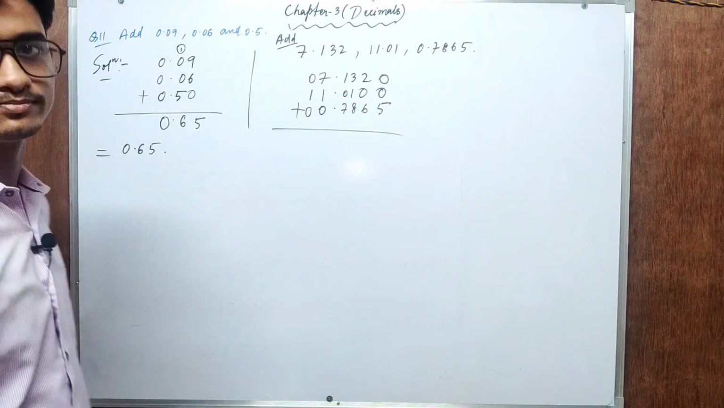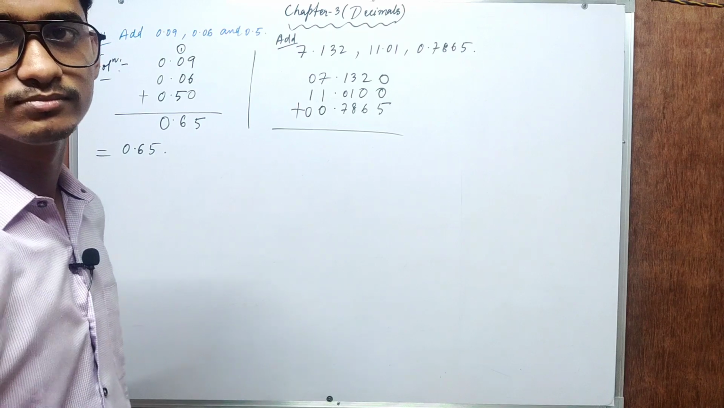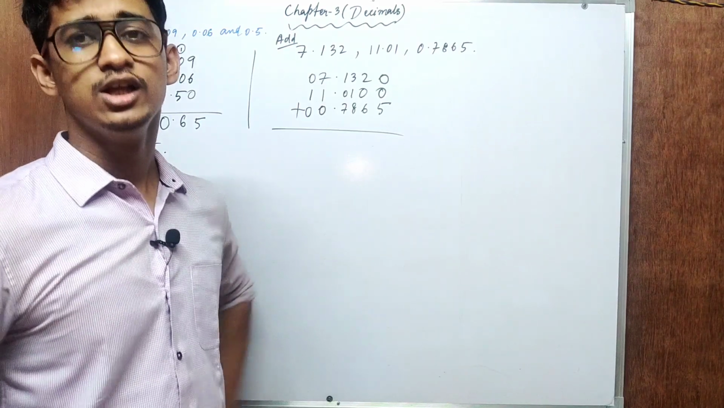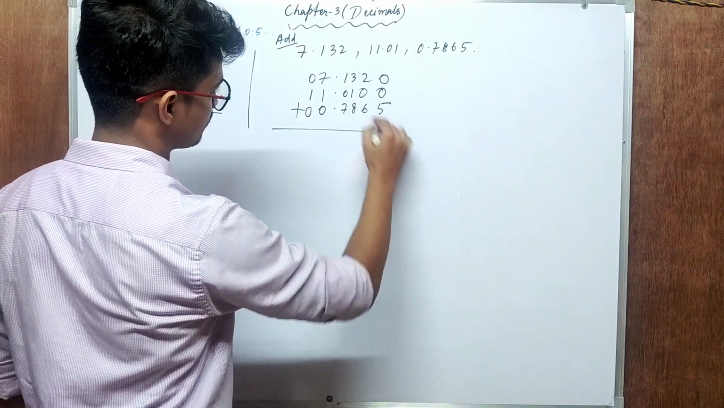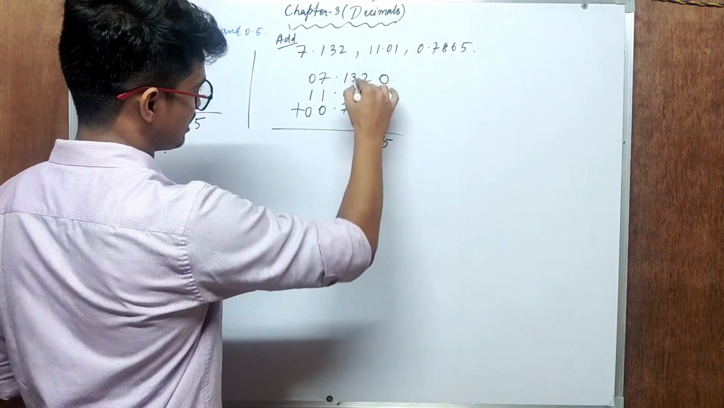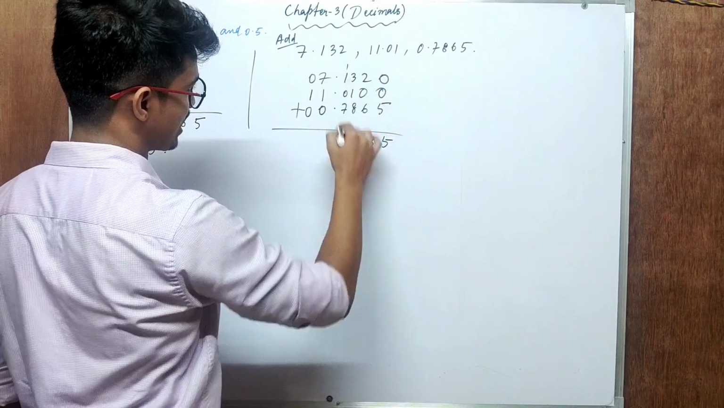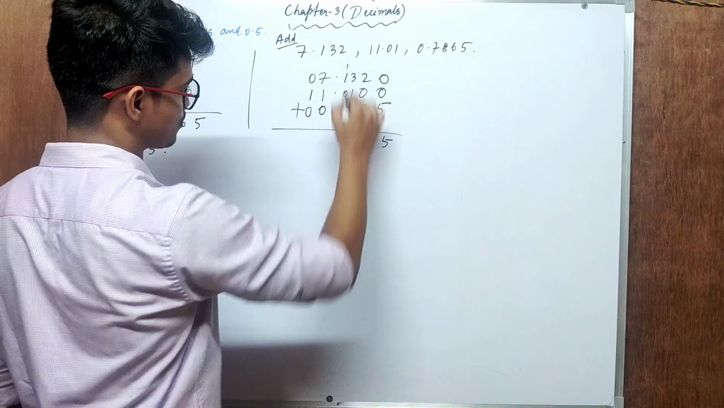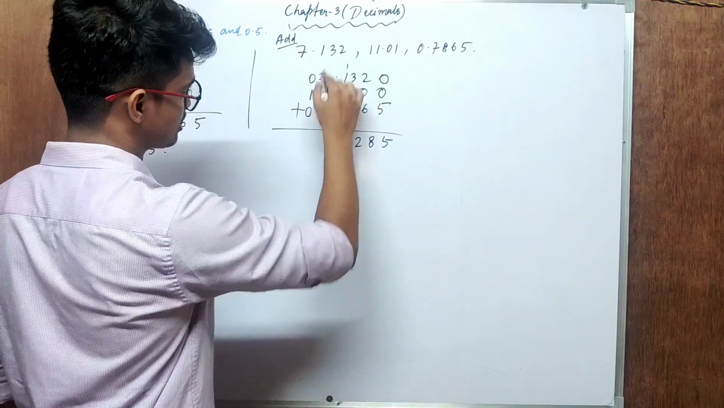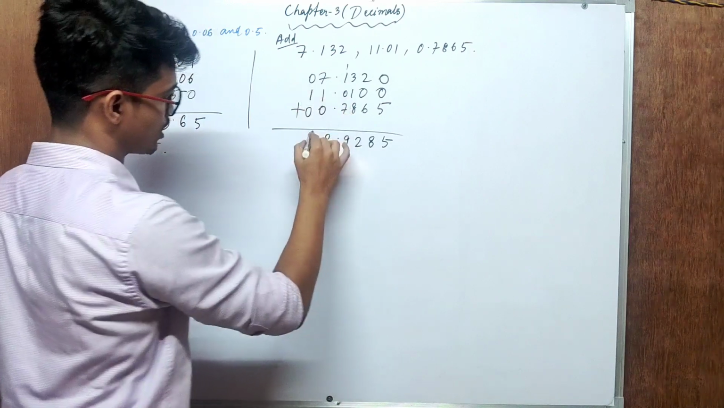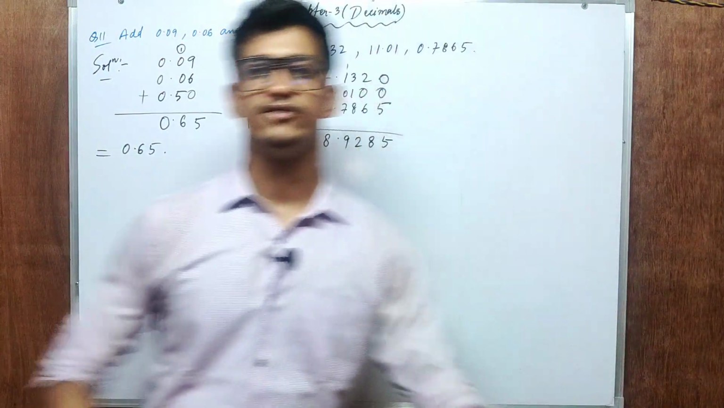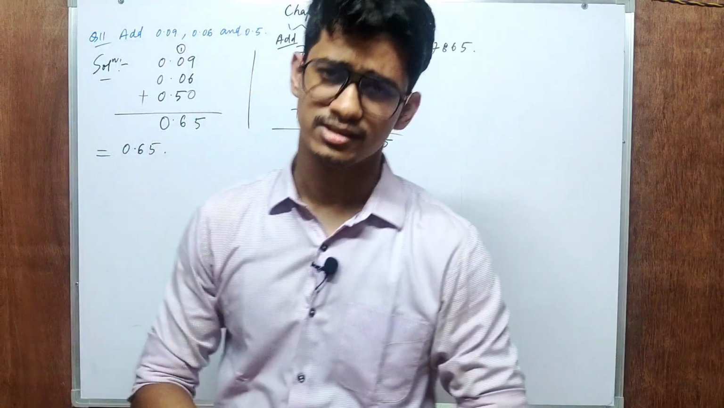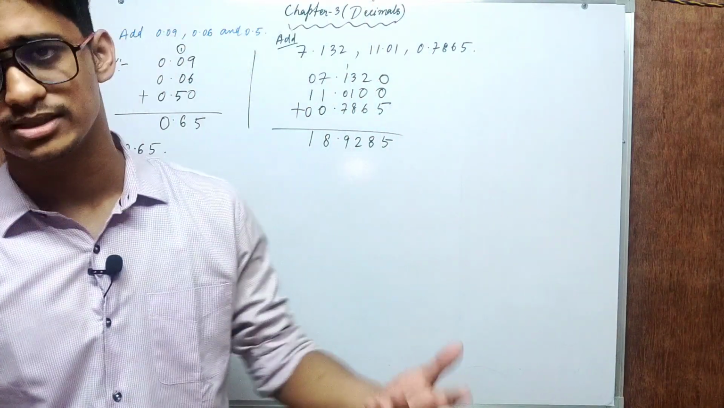So what we have to do, just add it down. 5, then 8, 11 and 12, 1 carry, 7 plus 1, 8 plus 1, 9, point, 7 plus 1, 8 and then 1. 18.9285 will be the required answer. So in that way you have to solve all such questions.